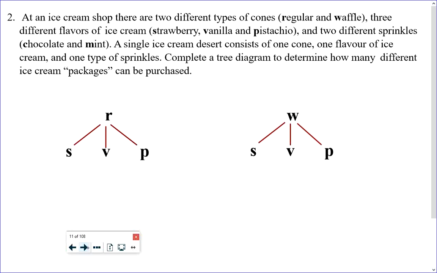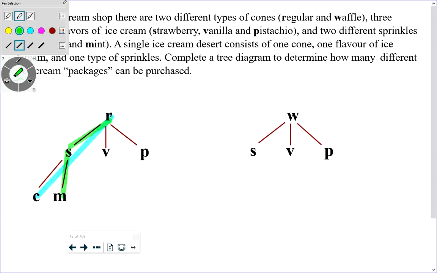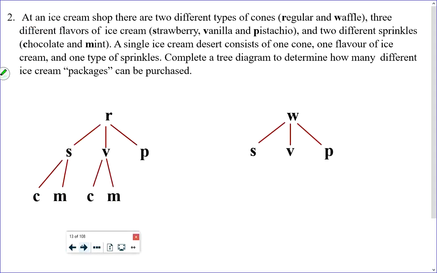But now let's say that you go with the regular cone with strawberry ice cream. Well, you can either choose chocolate sprinkles or mint sprinkles. You don't need to indicate this, but this is one choice. This is a different choice, right? Every path from the top of your tree diagram down to the bottom is an option. Clearly, if you choose the regular cone with the vanilla ice cream, again, you have 2 choices of the type of sprinkle, and it continues.